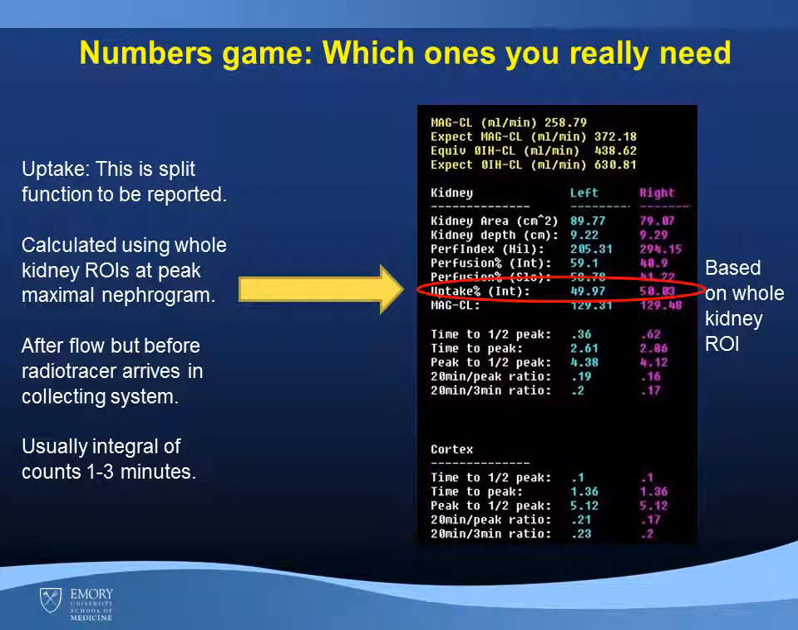Probably one of the most important numbers we report is the uptake, and this is the split function. You want to look at this uptake line, not the perfusion indices, for example. This is calculated using whole kidney ROIs at peak maximal nephrogram, that is, after flow and uptake but before radiotracer arrives in the collecting system. And it's usually the integral of counts at approximately 1 to 3 minutes.